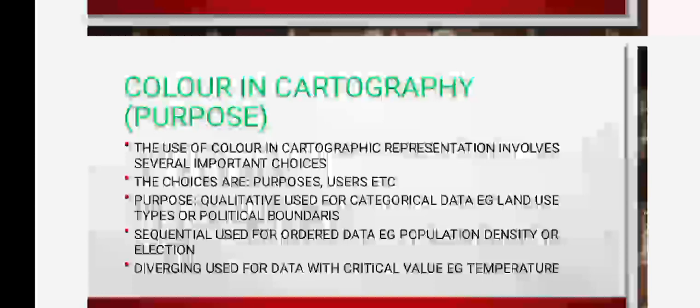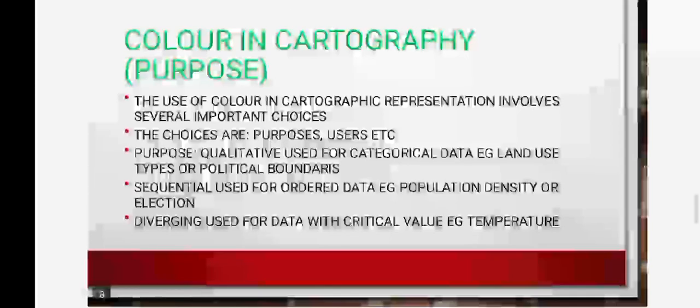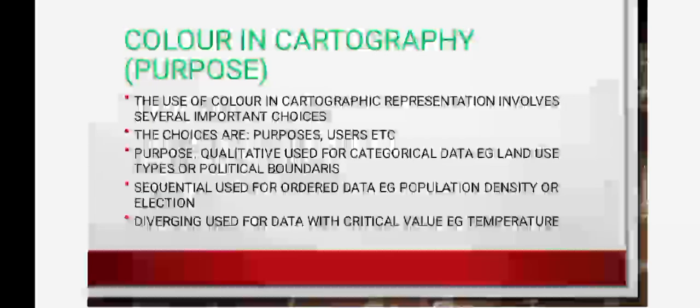Next is sequential use for ordering of data. Example of that is population density or election. In terms of population density, we have what we call the choropleth map. In using color for this, a good producer of maps can use one color and vary it. In a ward or locality where the population is high, the map maker could use maybe red, so that the red in the area where the population is high will be intense. If you cannot make use of that, you could use a different color to depict that.